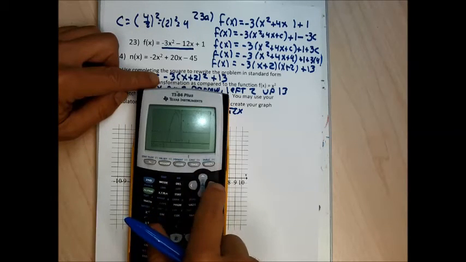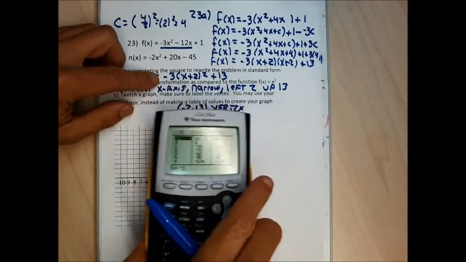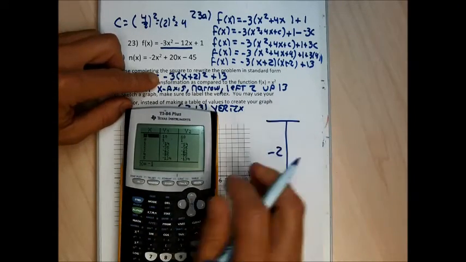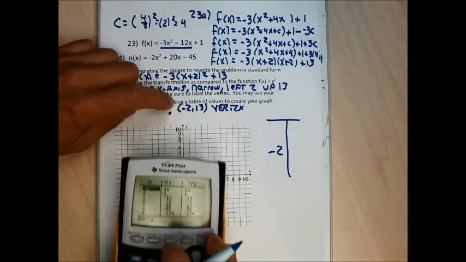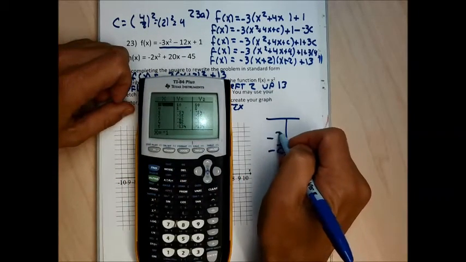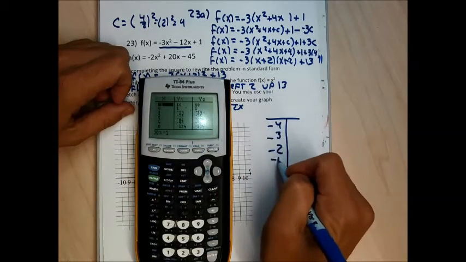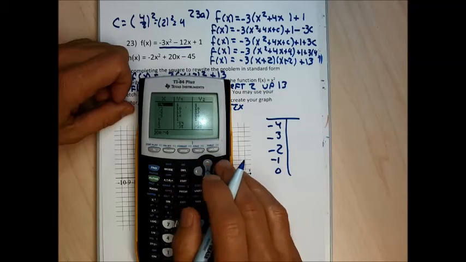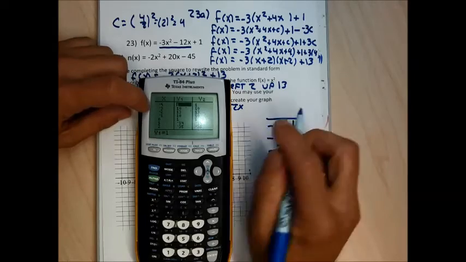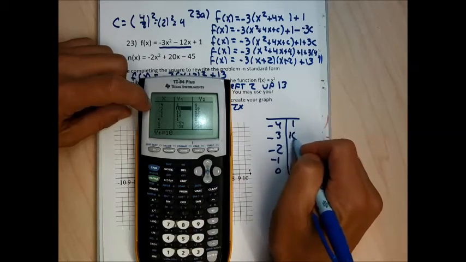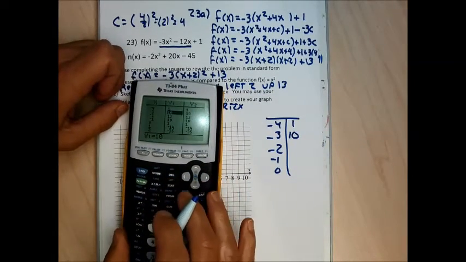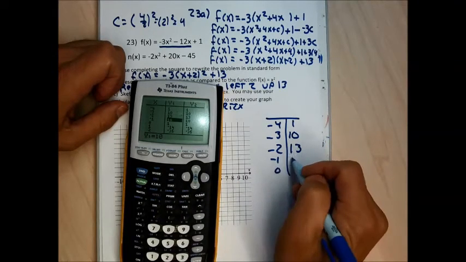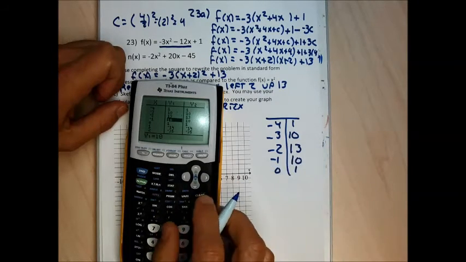So now the second table, and I didn't do my table. In the middle of my x column, I need the x coordinate of the vertex, which is negative 2. And then I'll go negative 3, negative 4, negative 1, 0. So next to negative 4, I get 1. Next to negative 3, I get 10. Next to negative 2, I get 13. Next to negative 1, I get 10. Next to 0, I get 1.